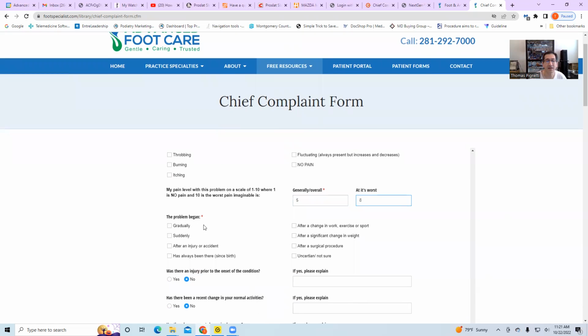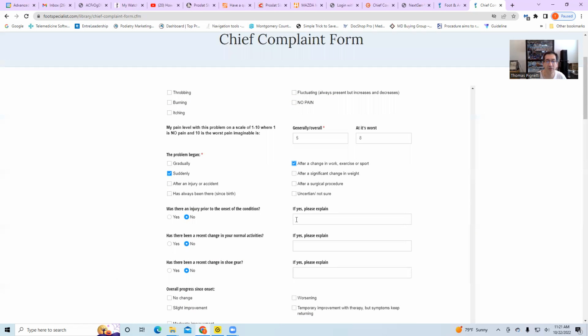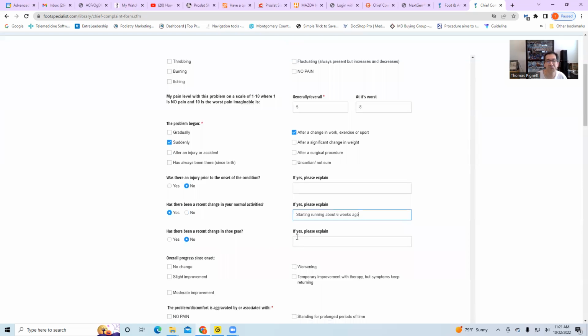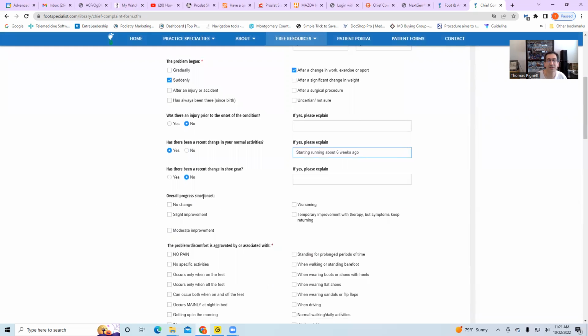How did the pain problem begin? I'd say it came on suddenly. I'd been increasing running, so let's say it's after a change in work, exercise, or sport. Was it an injury? No. If so, then I would explain it. Is there a change in normal activity? I'll say yes, there was: starting running about 6 weeks ago. Change in shoes? Not really, no. How has it been since it started? I'd say it's starting to get a little bit worse.